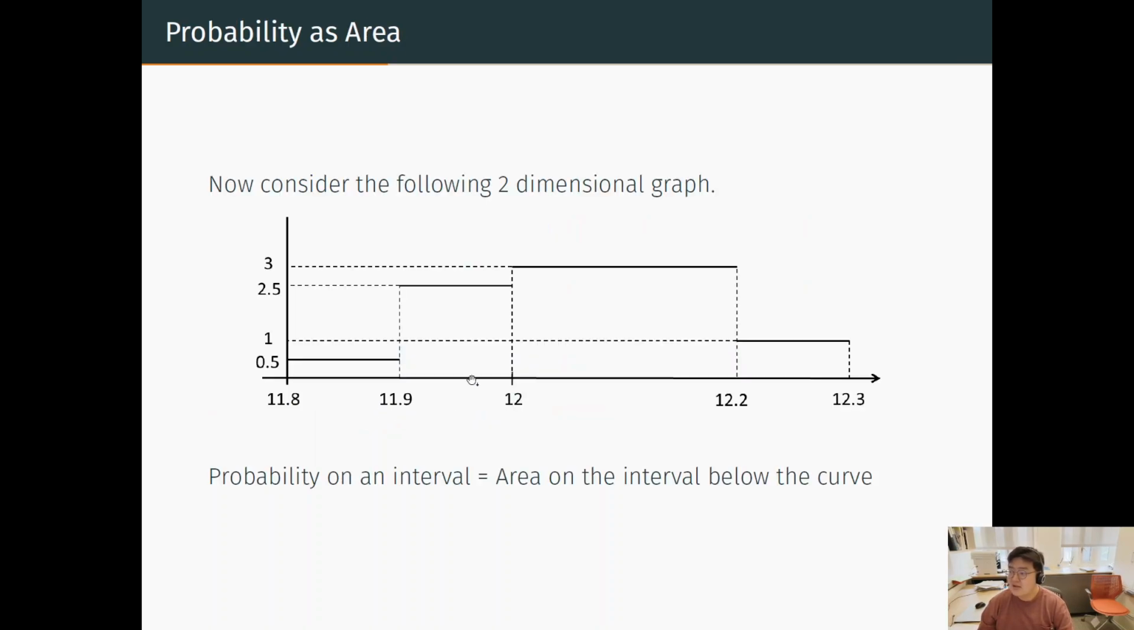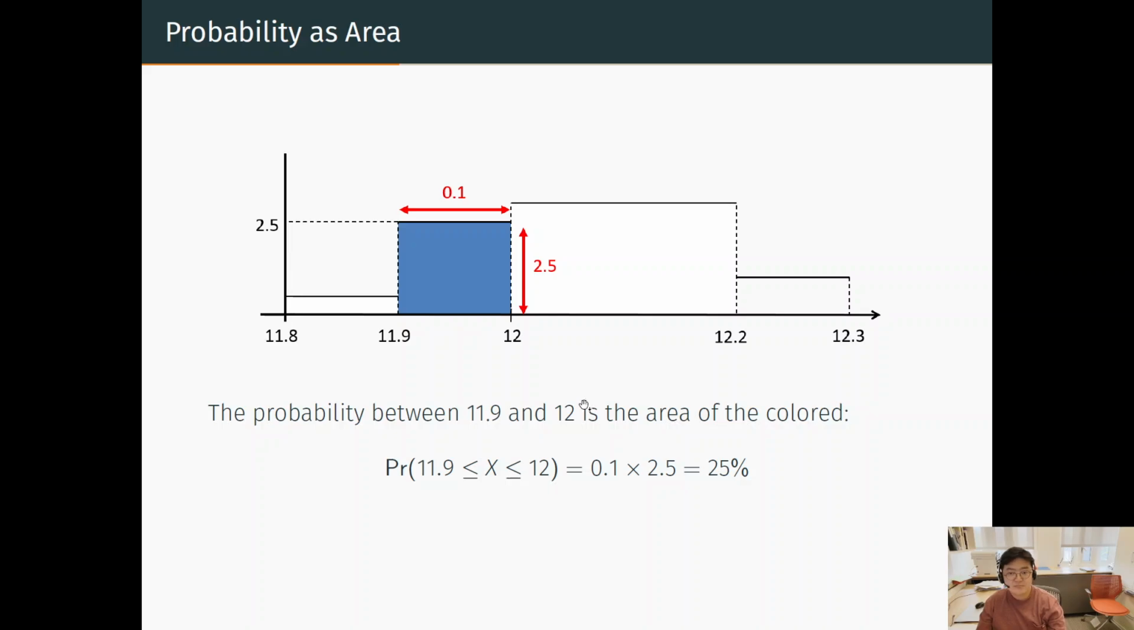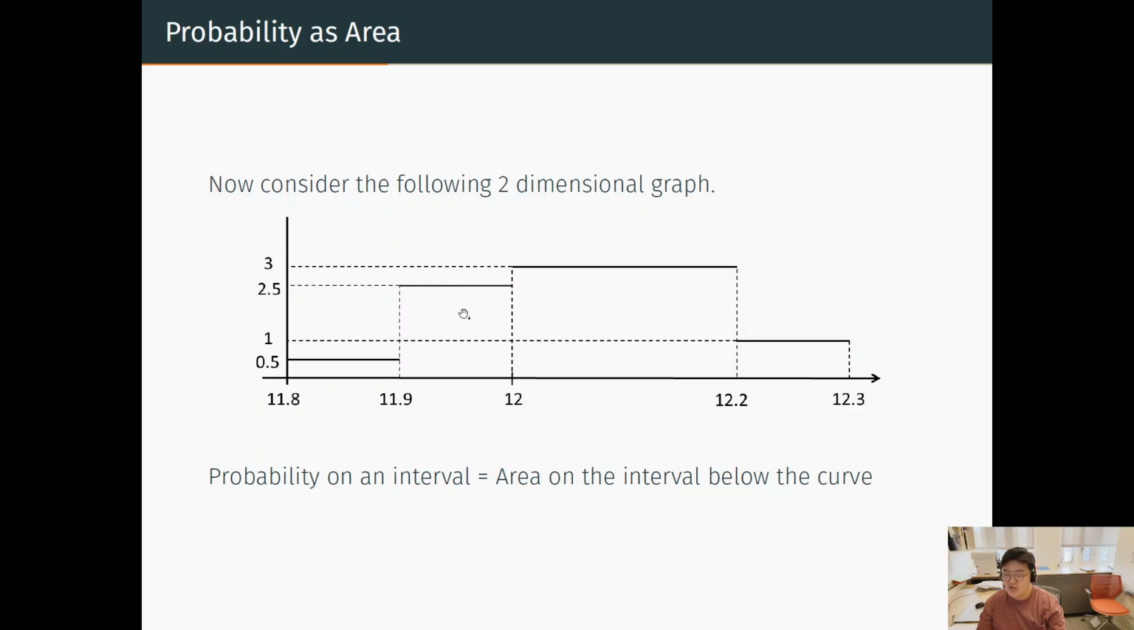Okay, let's see. This is how I'm going to do it. Now we have another dimension. Previously it was just one line, but now we have another dimension, a height. So we think of a function defined on this straight line. You have a function like this, a step function. Then we are going to define probability on an interval as the area below this function on that interval. Basically, this is the same shape, right?